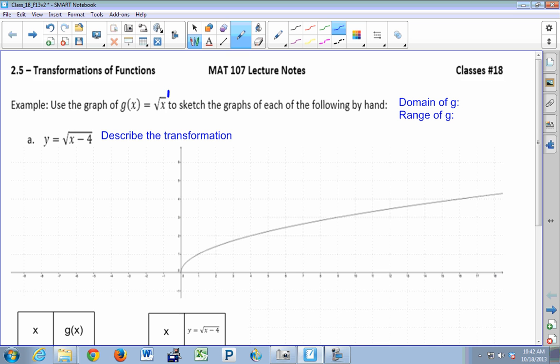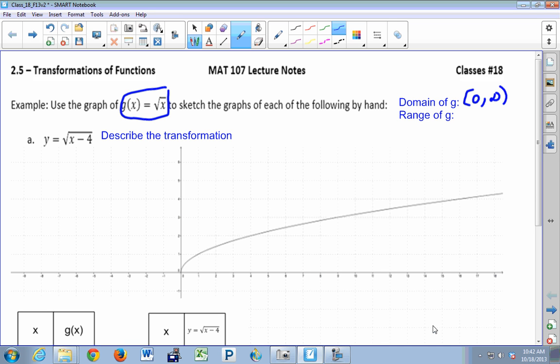Of my parent function, this one right here. Yeah, parent one. Can you take the square root of 0, Shane? Yeah. Some domain of g here? Bracket 0, comma, infinity, right.